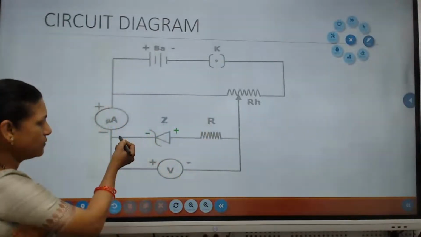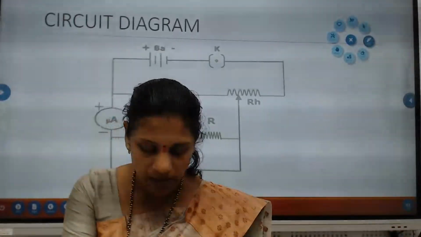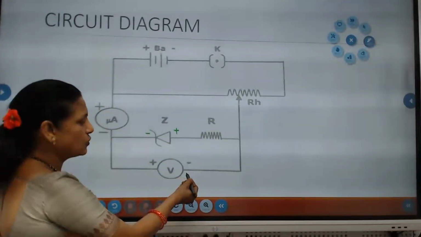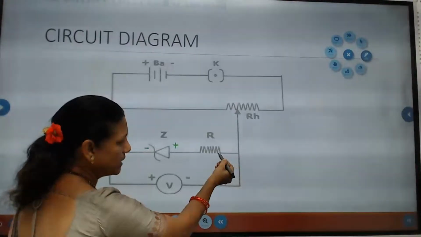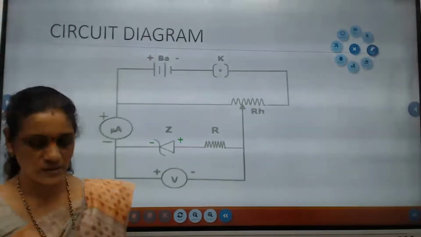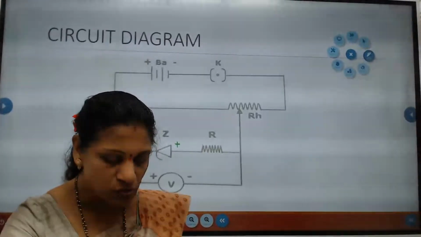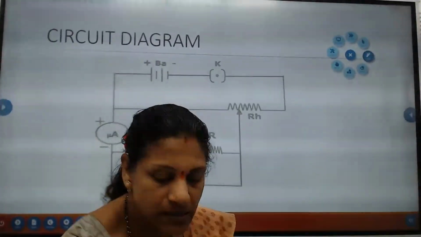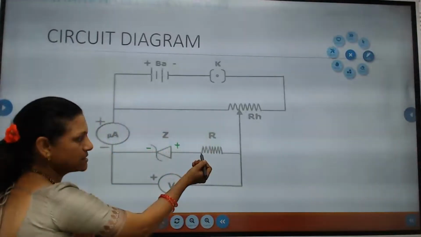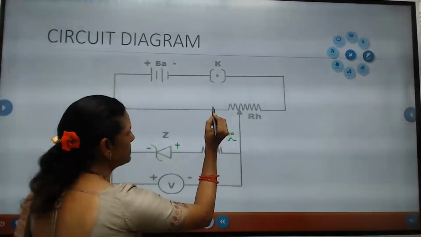From this same terminal, we have to connect to the positive of the voltmeter. Here I have taken one wire from the same terminal, which is connected to the positive of this voltmeter. Then you come across the negative of this voltmeter. Negative goes to one of the resistance, and from this resistance it goes to the variable terminal. Then next you come across the other terminal of this resistance, which is of 100 ohm.